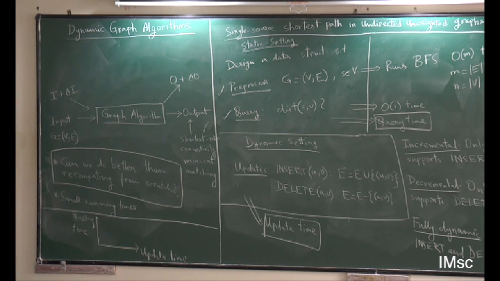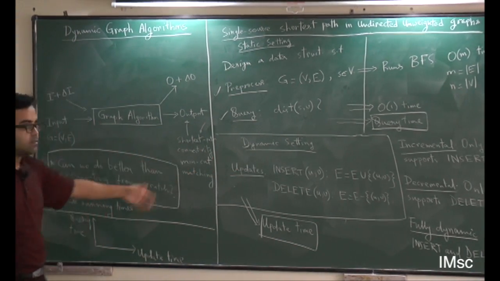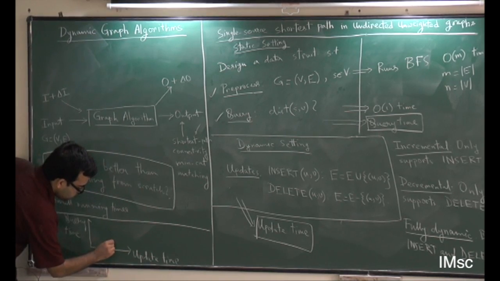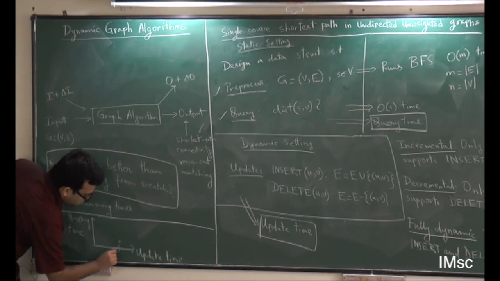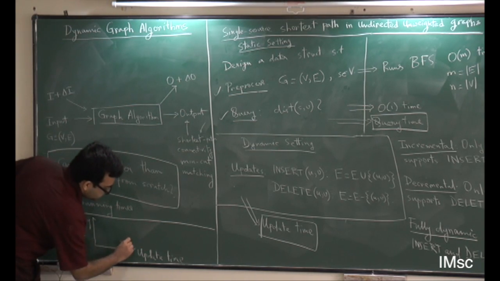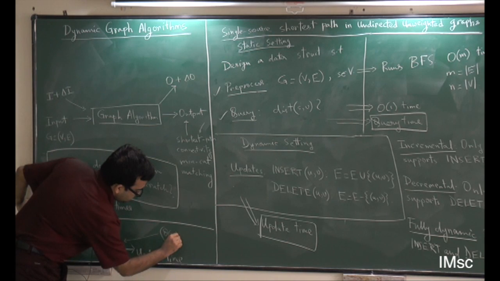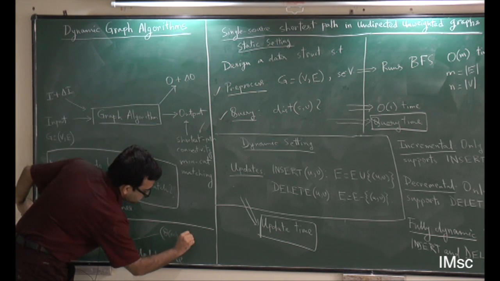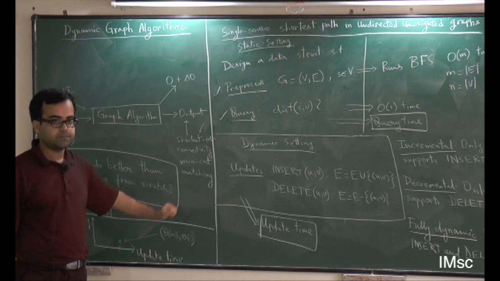What can you do? Anyone? Yes, exactly. So, just recompute the BFS tree after each update. Then you will have a point here. The update time will be theta of m, but the query time will just be constant. So, after each insert and delete, just recompute the BFS tree from scratch.